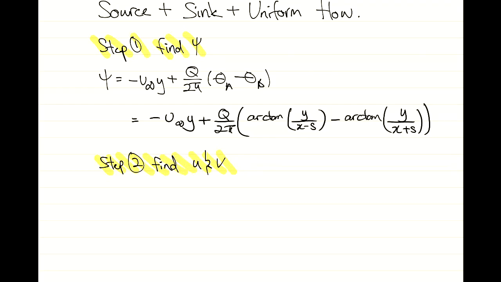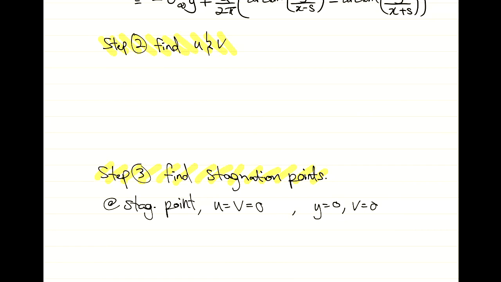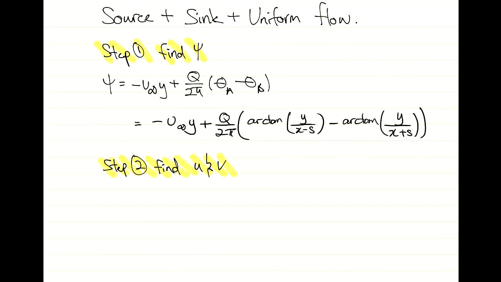Now I forgot to tell you that our source and our sink both have the same strength, Q. Hopefully you know that this is our source, x minus s, and this is our sink, which is located at negative s, so it's x plus s. Once we find our stream function, we want to find our velocities, and that's the next step. This is quite typical of a tutorial or an exam question.